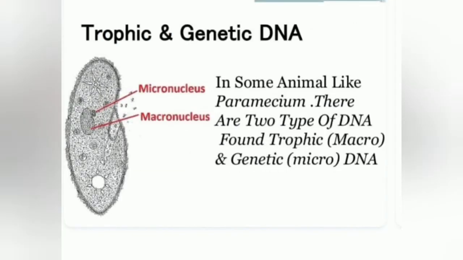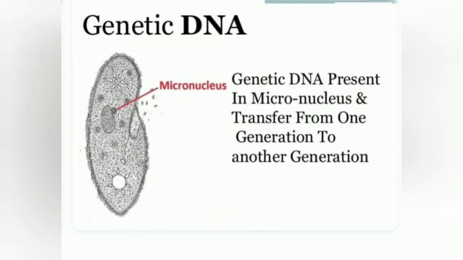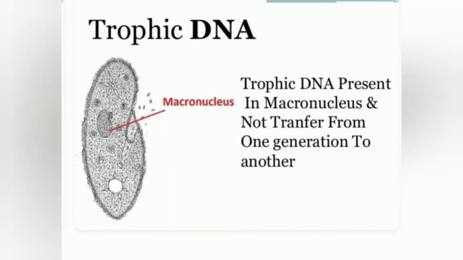In some animals like Paramecium, two types of DNA are found: trophic, which is macro DNA, and genetic, which is micro DNA. Now we will know about genetic DNA. Genetic DNA is present in the micronucleus and is transferred from one generation to another. And what is trophic DNA? Trophic DNA is present in the macronucleus and is not transferred from one generation to another.